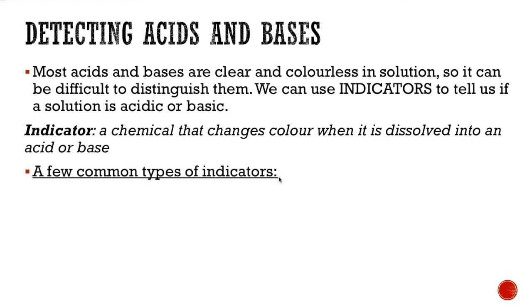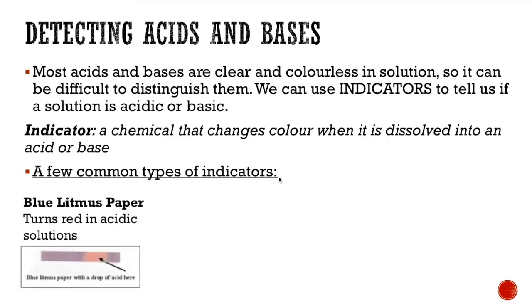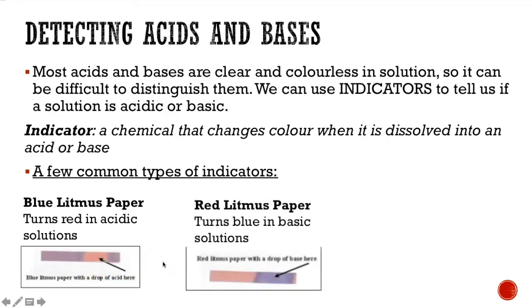So a few common types of indicators are blue litmus paper. So blue litmus paper turns red in acidic solution. So you can see the picture here. It's just like a tiny strip of paper. But here you can see that a little drop of acidic liquid solution must have been dropped here because it turned red. So blue litmus paper turns red in acid. And then the exact opposite, we have red litmus paper that turns blue in basic solutions. So this paper started off red. If we drop a little bit of base here, you can see that it turned blue.